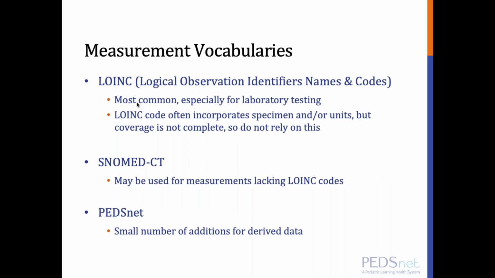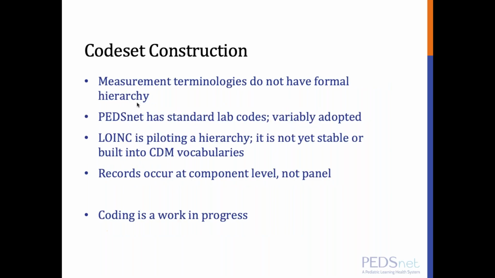So typically measurements are in the LOINC vocabulary, but there are also some SNOMED or, like I said, PEDSnet vocabulary for things that are derived after we receive your data. And I was just going to mention that there isn't really a formal hierarchy for LOINC vocabulary. We're working on building one, but nothing yet. It's a work in progress, but it's not as straightforward as mapping ancestors and descendants and finding different relationships between the LOINC codes.